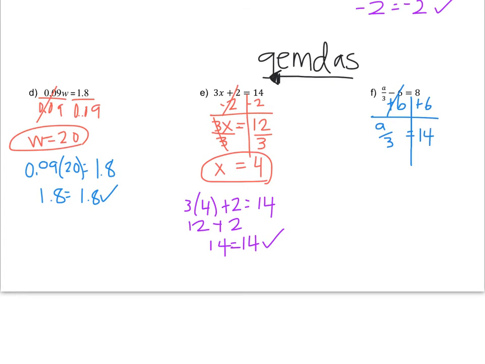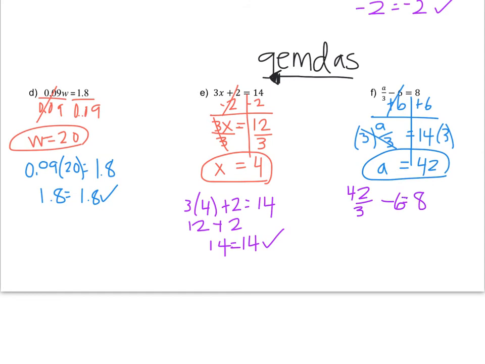And now I get rid of division by doing multiplication. So I'm going to multiply both sides by 3. I don't know what that is off the top of my head. Let's see. 14 times 3 is 42. So now I'm going to check it by plugging it back in. So I have 42 over 3 minus 6 equals 8. Let me get my calculator out to do 42 divided by 3. And I get 14. 14 minus 6 gives me 8, so I get 8 on both sides.